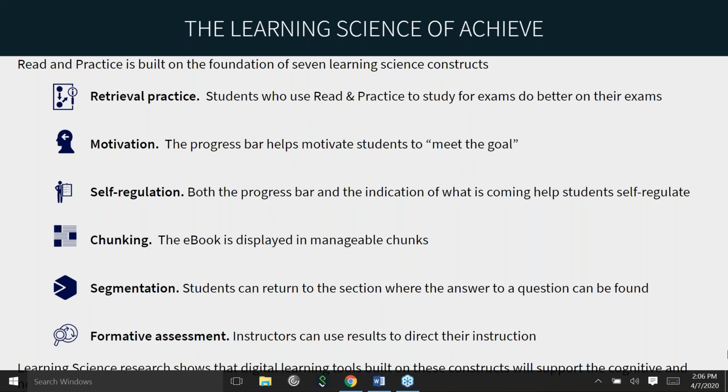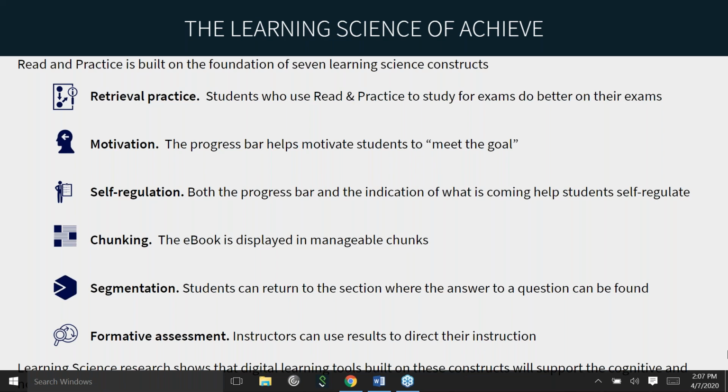First is retrieval practice. What we know is that as students practice, it makes perfect. And so the more students answer certain questions, the better that we expect them to do on future summative assessments. So for example, in early research of Read and Practice, we found that students who use the tool to study for exams, so if they retake quizzes that were assigned to them earlier in the semester as practice, they actually do better on their in-class exams than students who did not retake those quizzes for practice. So using that retrieval practice through Read and Practice actually impacts their future academic performance.